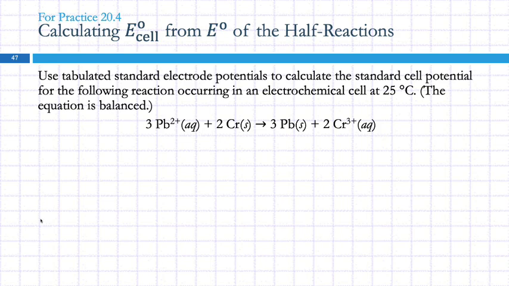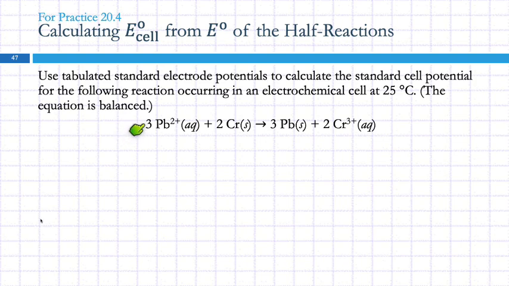Use tabulated standard electrode potentials to calculate the standard cell potential for the following reaction occurring in an electrochemical cell at 25 degrees Celsius. The equation is balanced. Okay, so here we have the balanced chemical equation given to us. We don't need to decide which is the reduction, which is the oxidation. We're just going to use it as it's written.